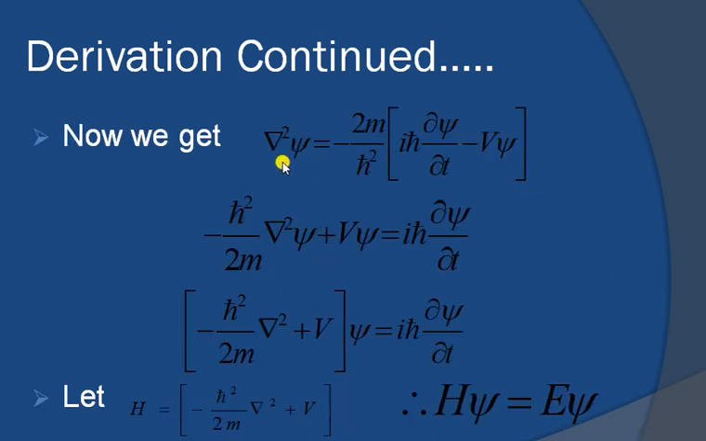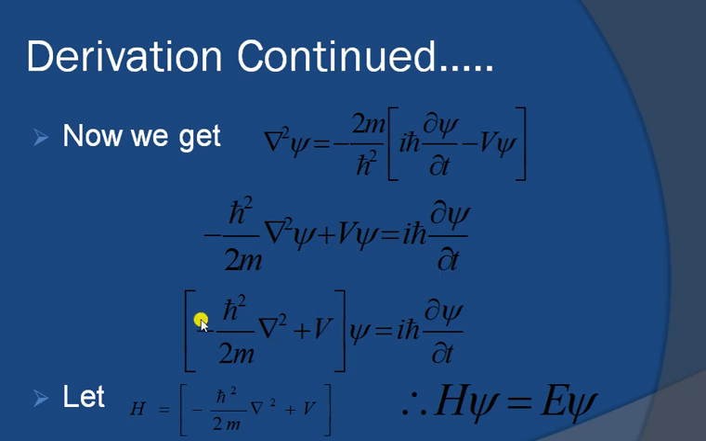After substitution, we get del square psi equal to minus twice m upon h cross square into bracket i h cross dou psi by dou t minus V psi. Now multiplying by h cross square upon twice m on both the sides, we get minus h cross square upon twice m into del square psi plus V psi. This minus V psi we have shifted to the left hand side, so it becomes plus, equal to i h cross dou psi by dou t.